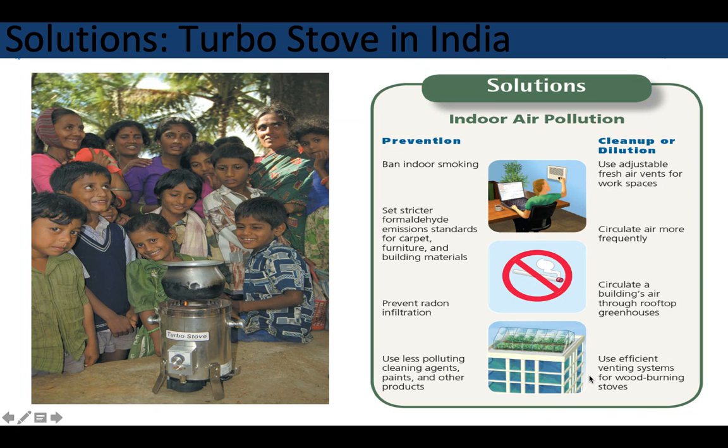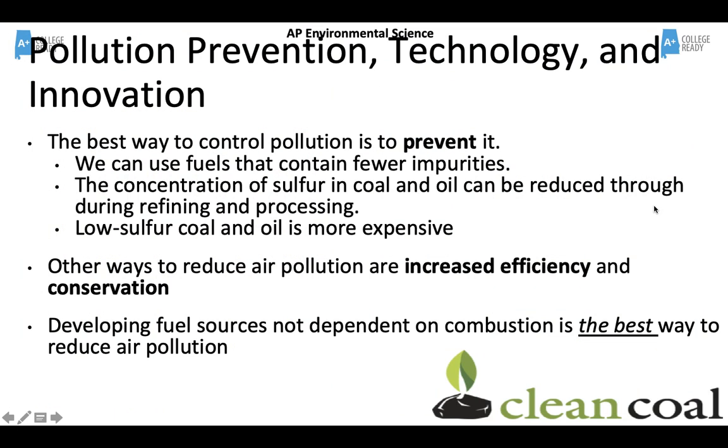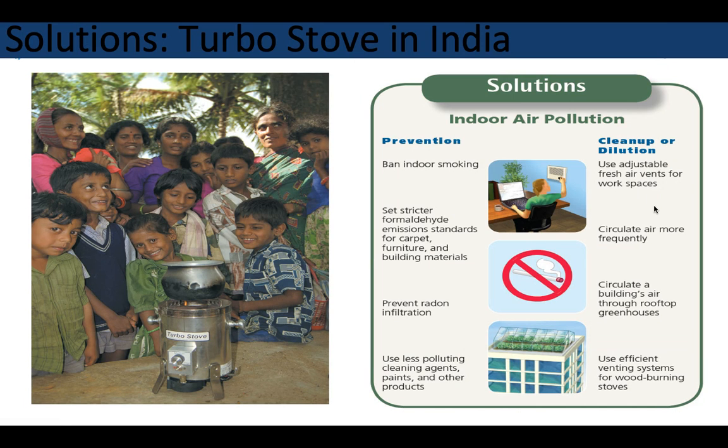So instead, you're going to want to use efficient venting systems and circulate a building's air through rooftop greenhouses. I love that idea. That's awesome. Circulate the air more frequently and use adjustable fresh air vents for workspaces. Just some ideas there. Pollution prevention we're going to get into later on in the week, but a lot to think about for this one.